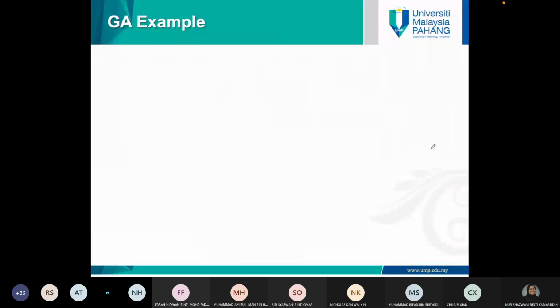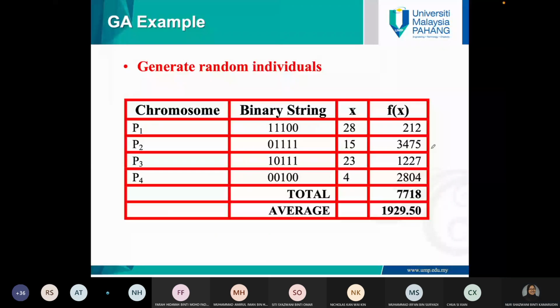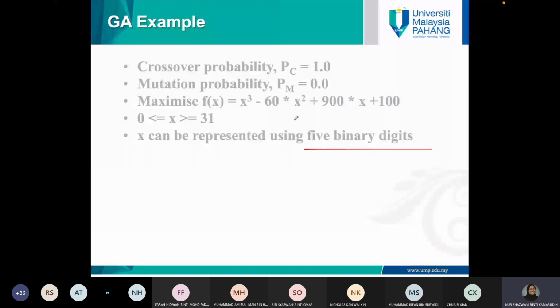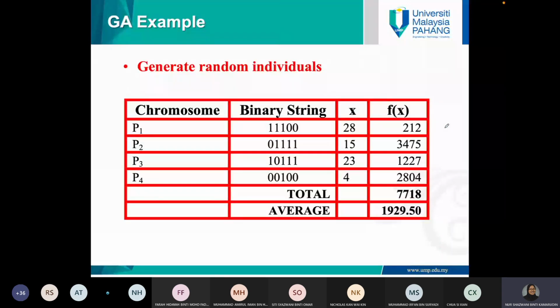So, first you generate the random individuals. Let's say you generate 4 chromosomes. So you have 4 different chromosomes, each with 5 binary digits. And then the x value can be selected between 0 to 31. Then you put the x value into the formula given, and you will get the fitness value here. You get the fitness value and you calculate the total.